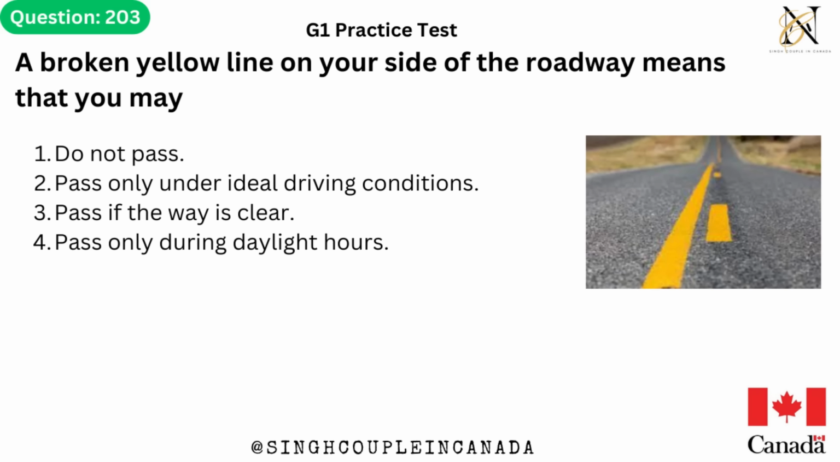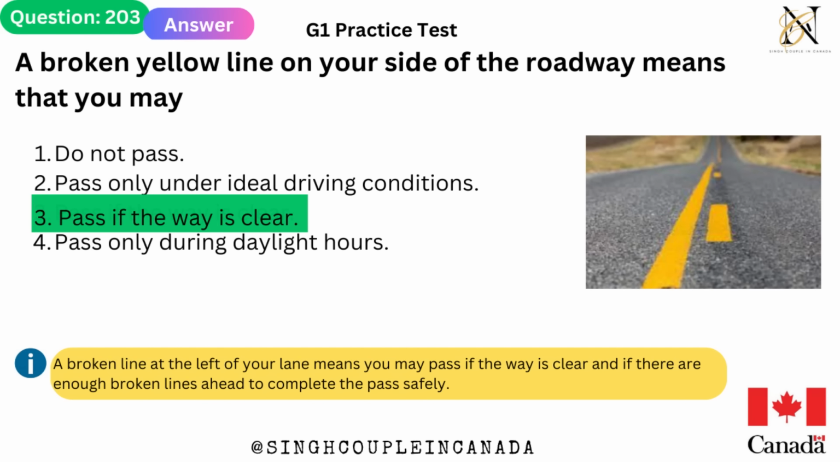A broken yellow line on your side of the roadway means that you may 1. Do not pass. 2. Pass only under ideal driving conditions. 3. Pass if the way is clear. 4. Pass only during daylight hours. The answer is 3. Pass if the way is clear. A broken line at the left of your lane means you may pass if the way is clear and if there are enough broken lines ahead to complete the pass safely.